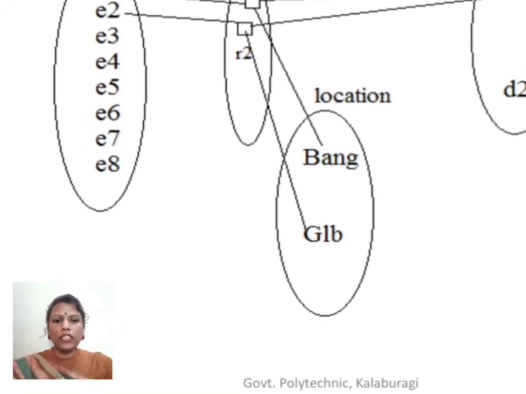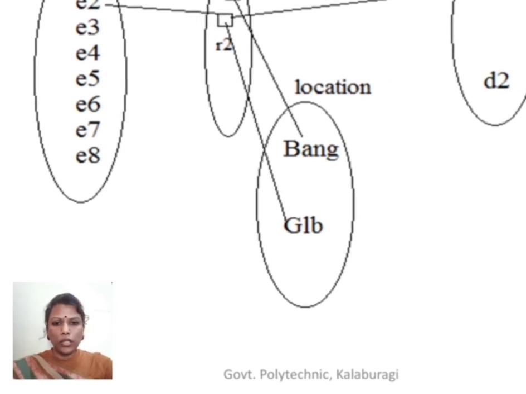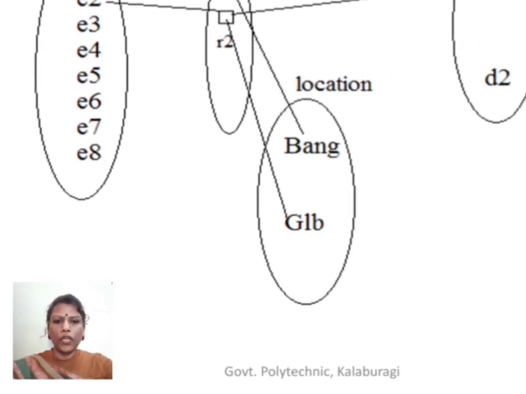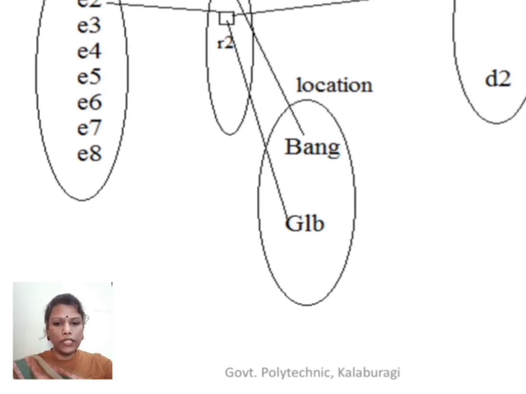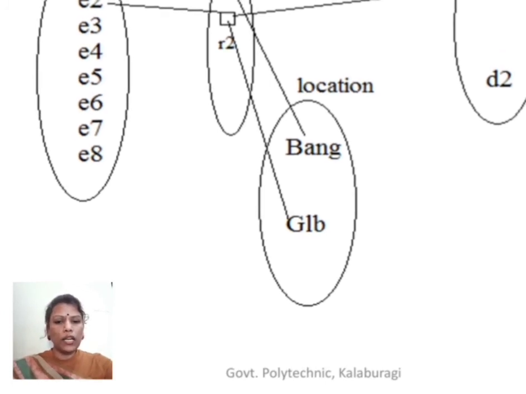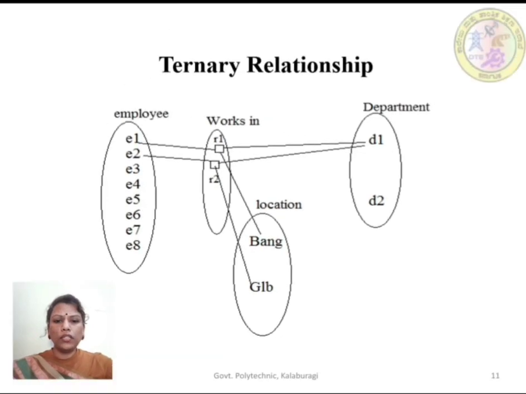In this works in, we have only two relationship set elements, R1 and R2. R1 is the association between E1, D1 and Bangalore. R2 is the association between E2, D1 and Gulbarga. That is the relationship instance. And what is the relationship type? Works in is the relationship type. So this is a ternary relationship type.